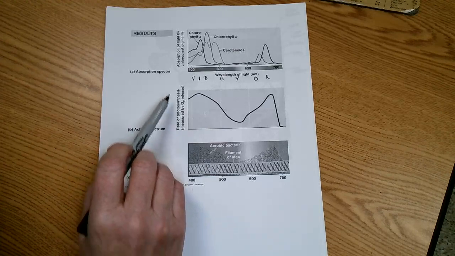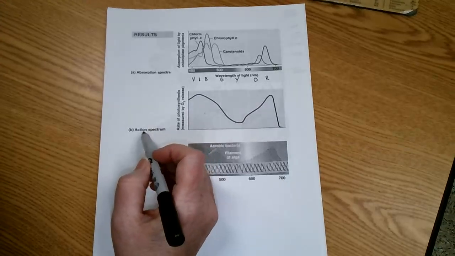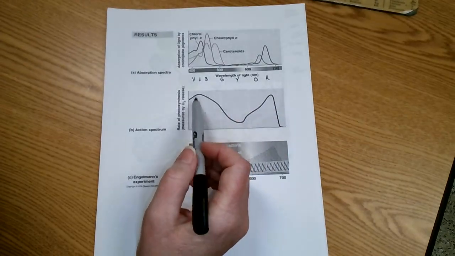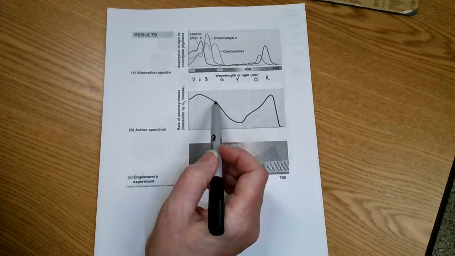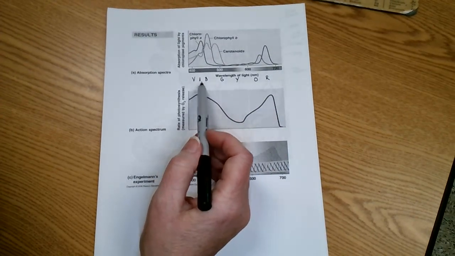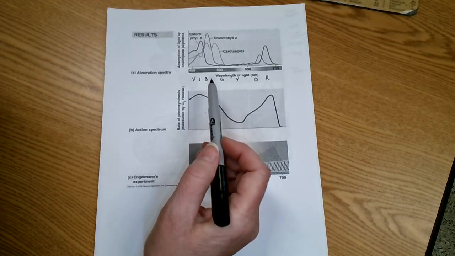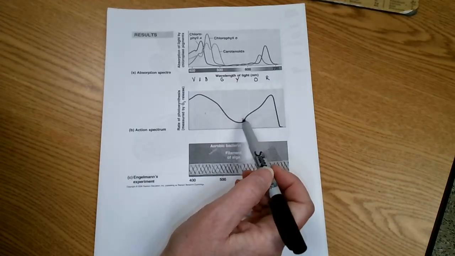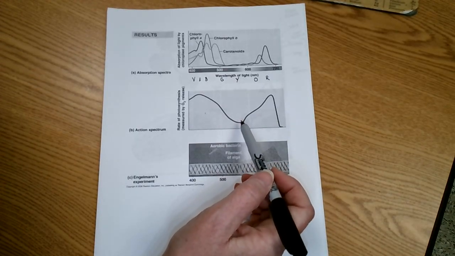Now we look at the rate of photosynthesis. This is an action spectrum, and it's still versus the wavelengths. And what we notice is that photosynthesis happens a lot of times in the good old BIV area, the violet, indigo, and blue area, and also happens in the red and orange. But green and yellow light is not going to do that.